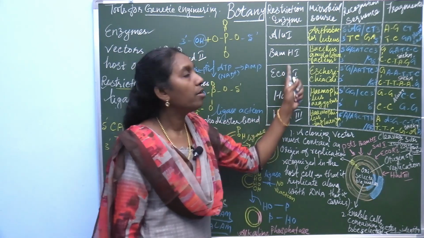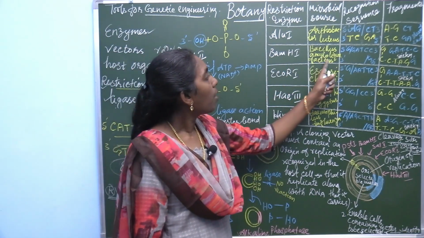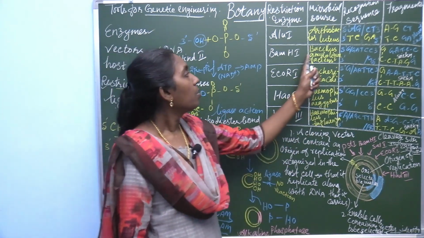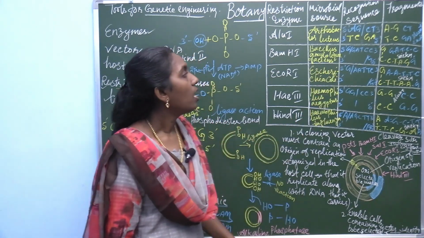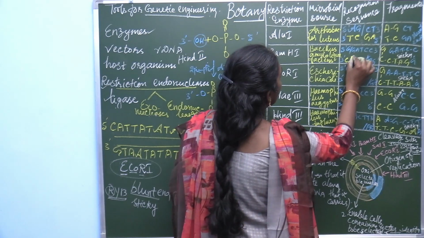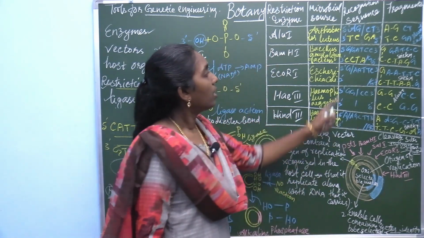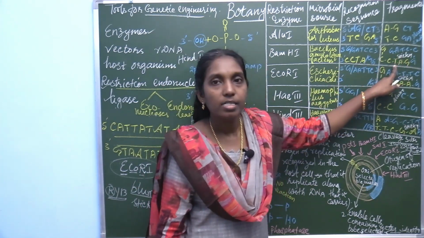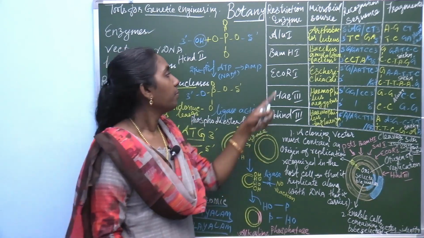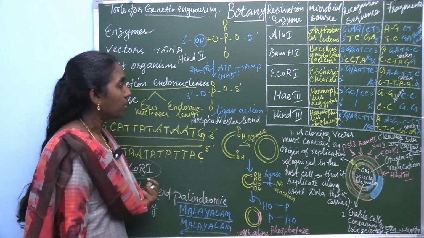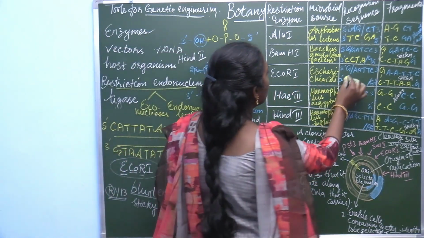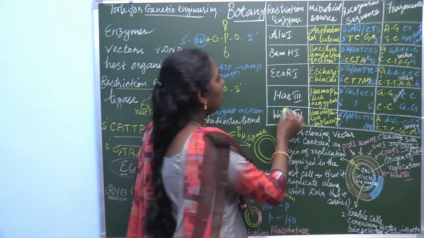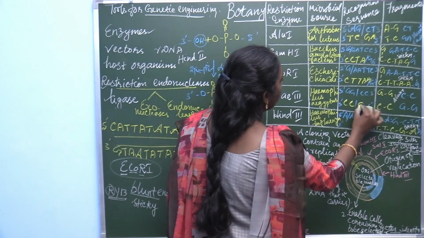Then BamHI: the source microbe is Bacillus amyloliquefaciens. Here the sequence is GGATCC and it cuts at the sticky ends, at the surface, at this place. Then EcoRI, which you already learned, from Escherichia coli, with the recognition sequence GAATTC. It is also a sticky end.